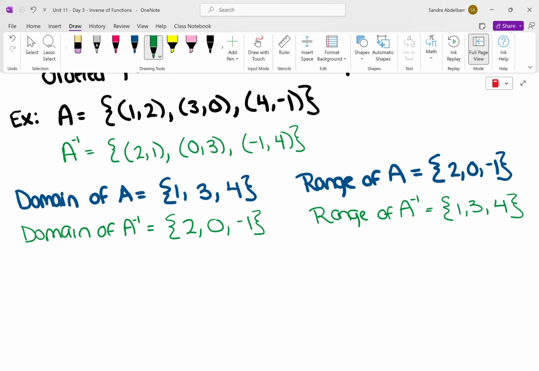Can somebody make a connection between the domain and range of the original and the domain and range of the inverse? Danny? Domain of A is equal to range of A inverse. Good. The domain of the original ends up being the range of the inverse, and the range of the original ends up being the domain of the inverse. This is not a coincidence. That's what always happens. When you have a function and you have its inverse, the domain of the original ends up being the range of the inverse, and the range of the original ends up being the domain of the inverse.